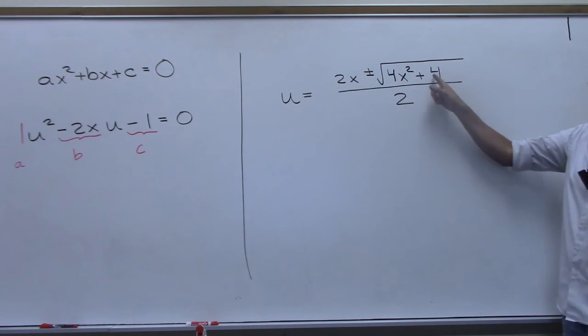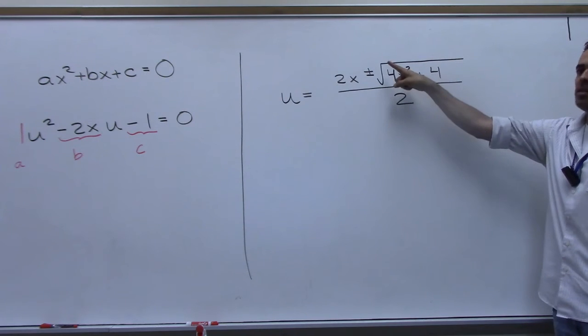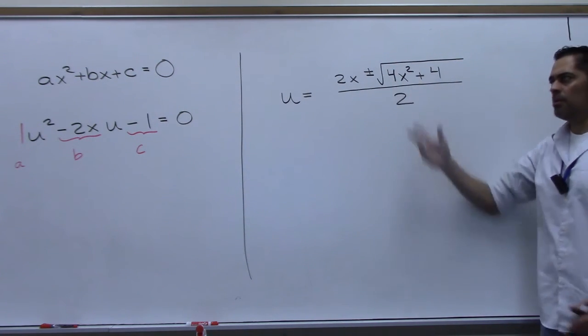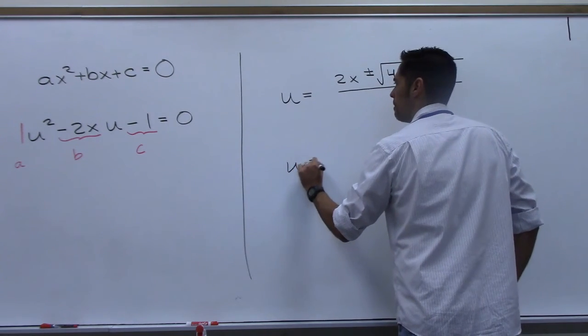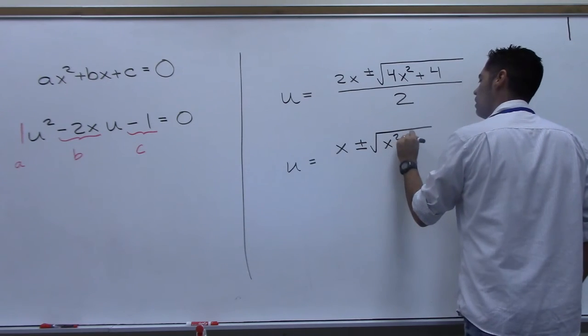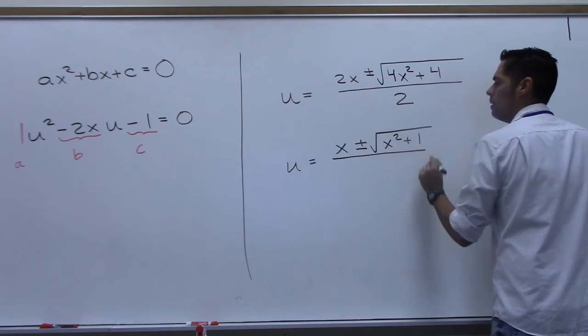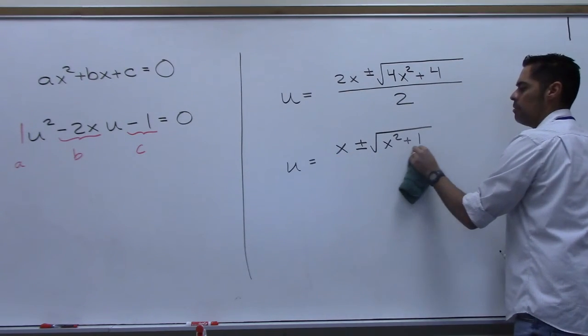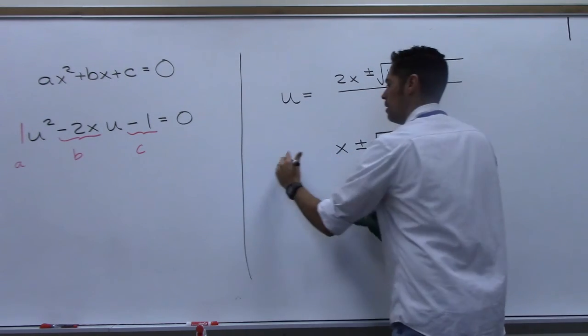Can I pull a 4 out of here? And then that 4 comes out as a 2? And then everything has a 2? So I reduce everything by 2? Over 1, right? So I don't need that anymore. Is that where we are? Is this where we are?